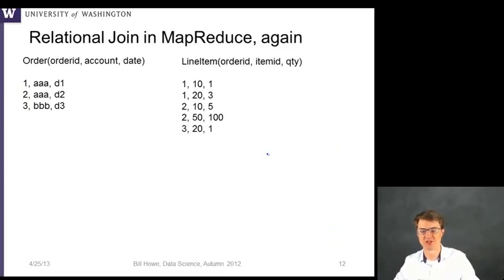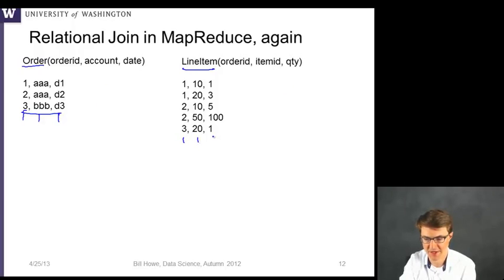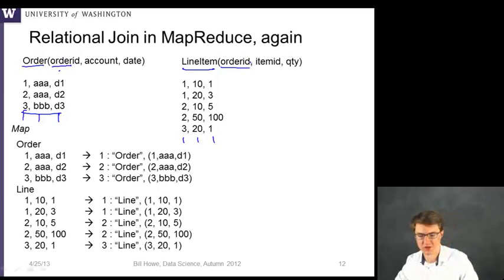So fine. Let's do this one more time just to make sure it's clear. I'm giving you two relations, order and line item, and they have these fields: an order ID, an account, and a date. And here there's an order ID, an item ID, and a quantity. And we're going to join on order ID. So what does the map phase look like? Well, once again, the key will be the join key, in this case order ID. And the value will be this pair, the relation name along with the original tuple.